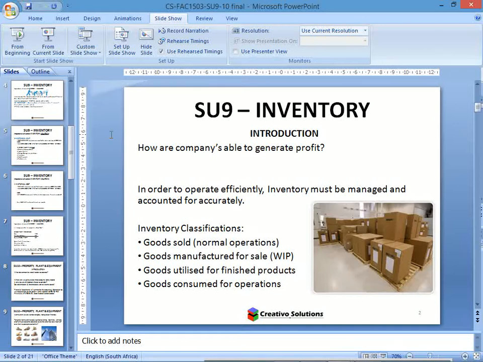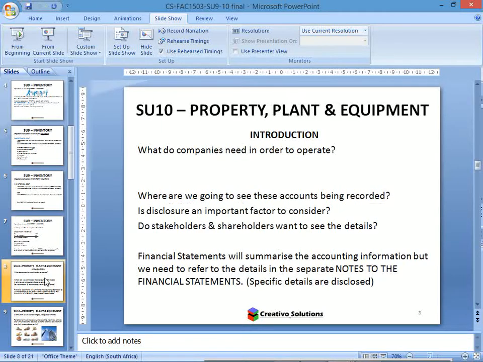But as the module stands now in 2018, they've taken inventory out and they've taken property, plant, and equipment out. Okay, that used to be a hard section. So, sorry, let's try and get there, we go. Okay, that they've taken out as well. Right, so 9 and 10 you can actually ignore. It's not something that you'll be examined on.